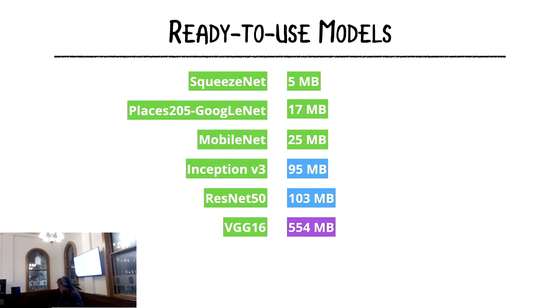So I'll talk more about size when we get to CreateML and TURI Create. Just remember the range of sizes here, so between 5 and 500 megabytes. Okay, just keep in mind.